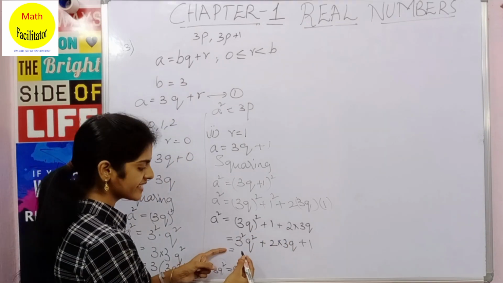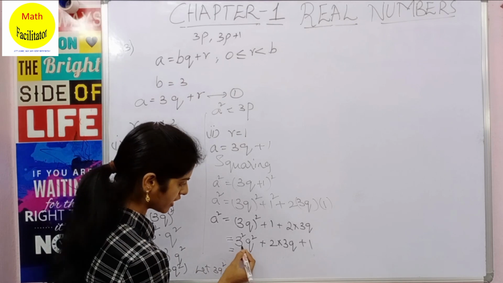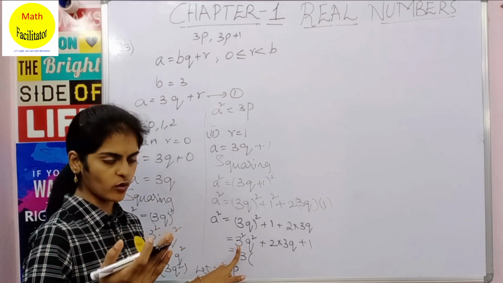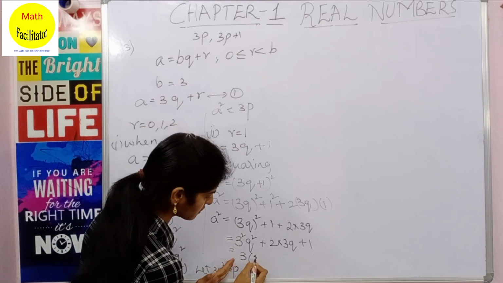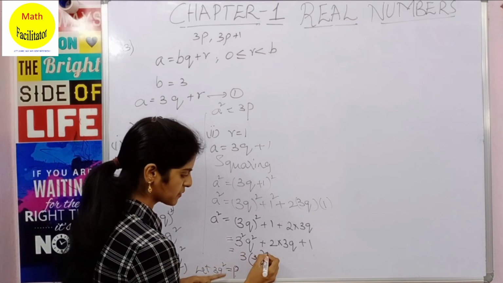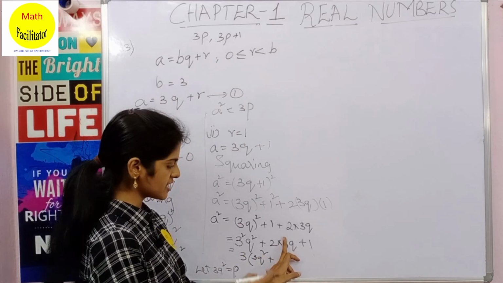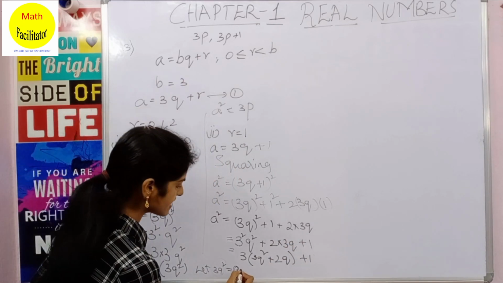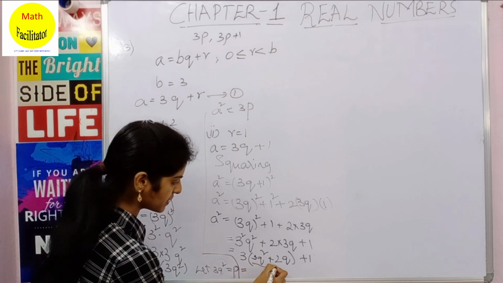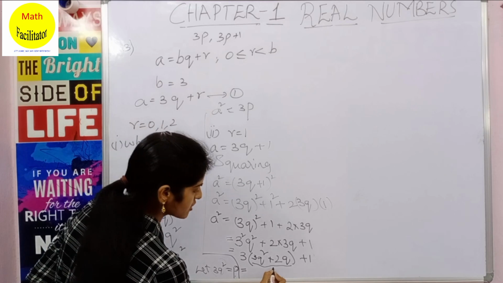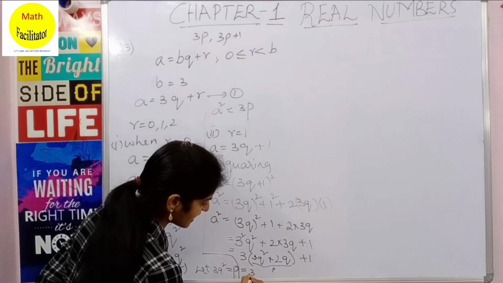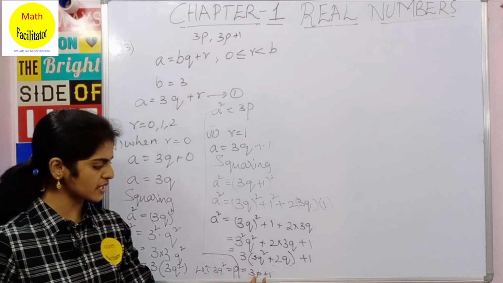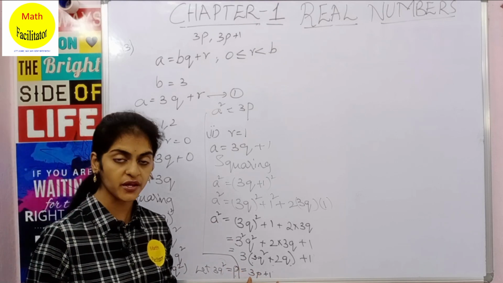Now here in this step let us take 3 as common from these two terms. Here it is 3 square, which means 3 into 3. So 1 three you are taking as common, so you are left with another 3 and you have a q square here. Plus, taking 3 common from this, you are left with 2q. And you have plus 1 separately. Clear? Now consider this complete term as p. So considering this as p, it is 3p plus 1. So a square is 3p plus 1, square of any integer.